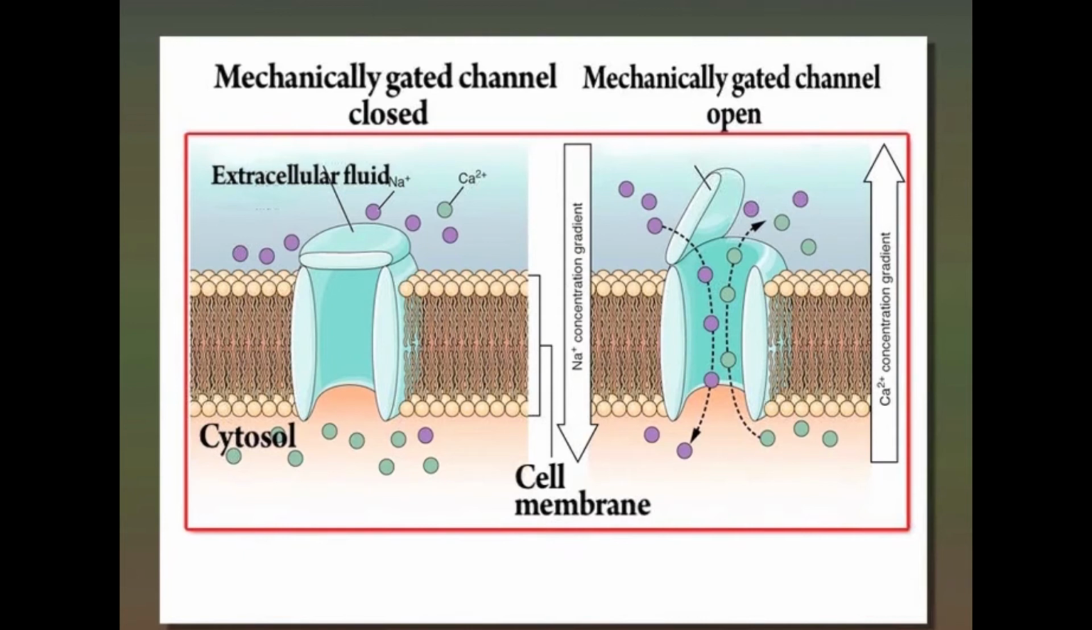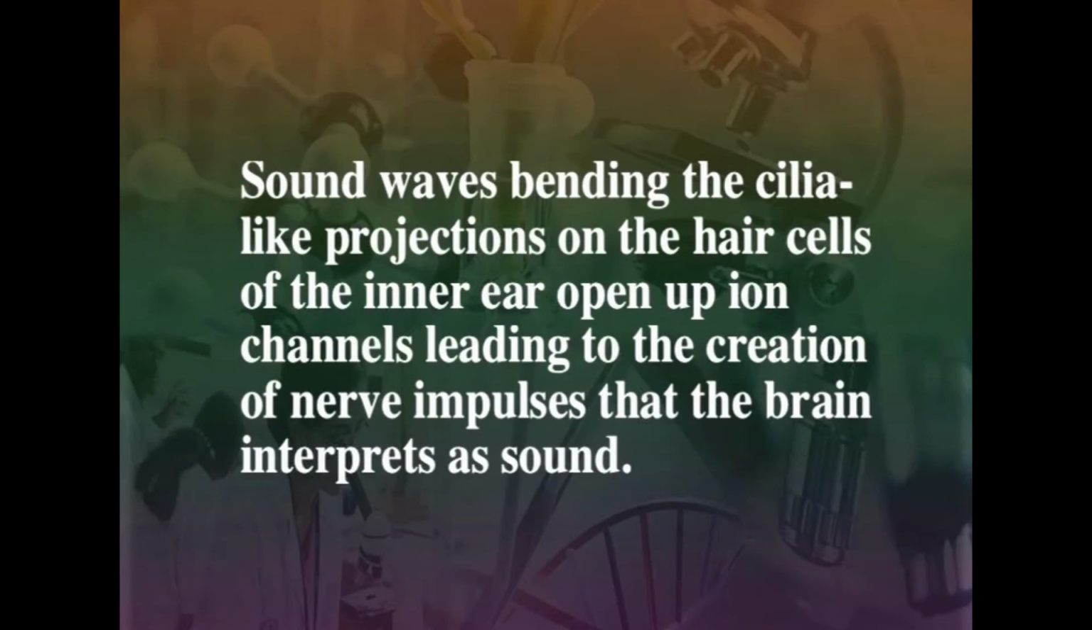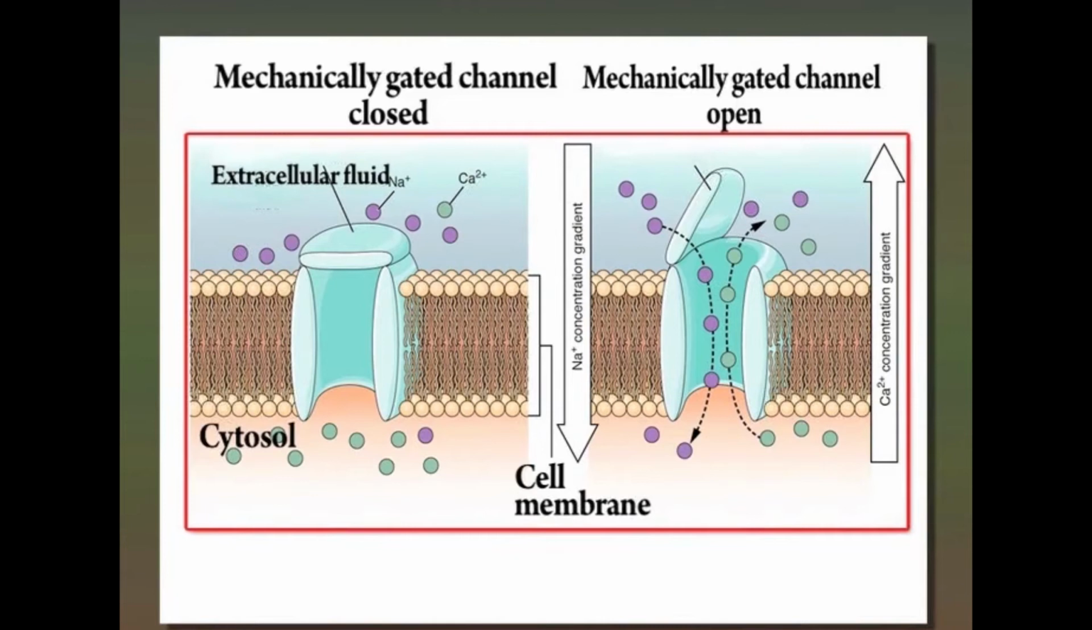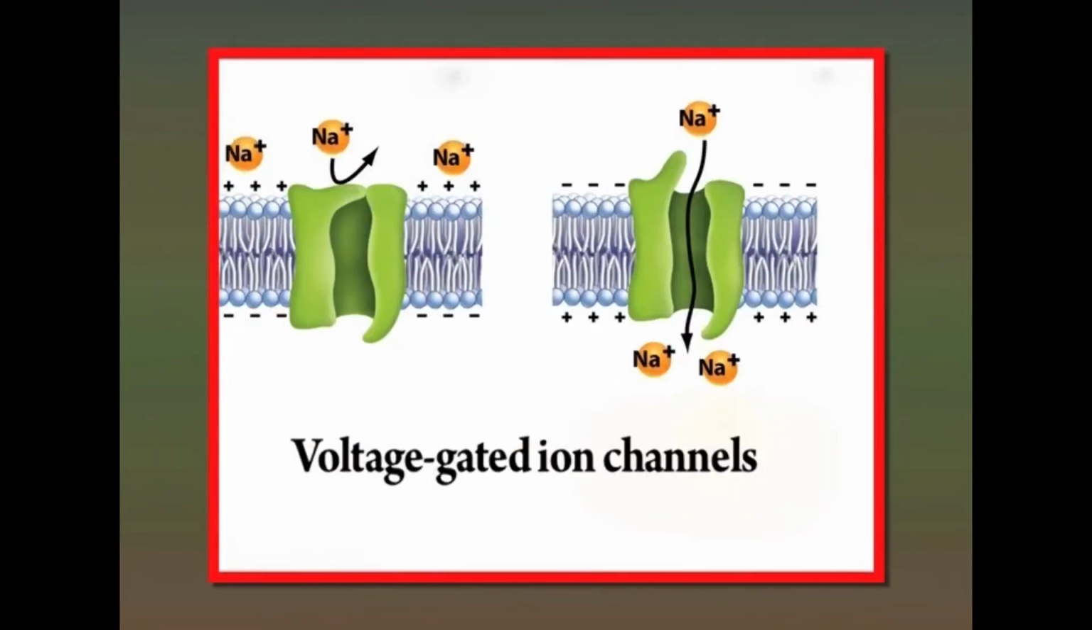Examples of these mechanically gated channels are sound waves bending the cilia like projections on the hair cells of the inner ear, which open up ion channels, leading to the creation of nerve impulses that the brain interprets as sound. So, this is the mechanically gated ion channel. Because the sound waves create that impact, it is mechanically opened up and we interpret it as sound. Now, next we have the third example, voltage gated ion channels.